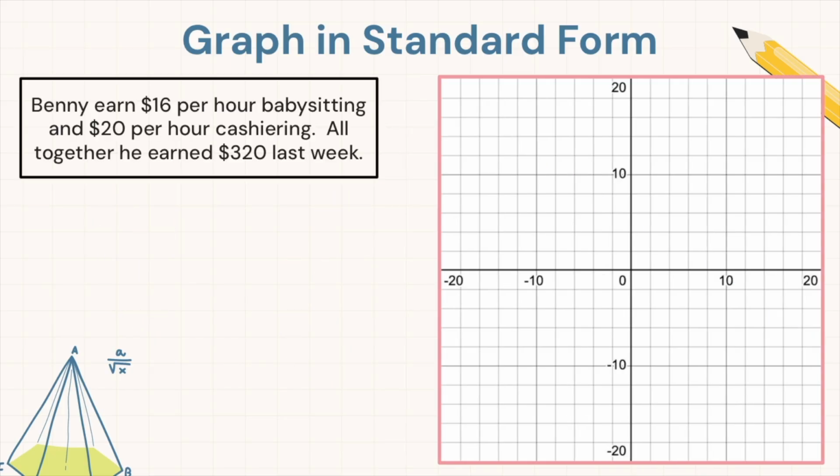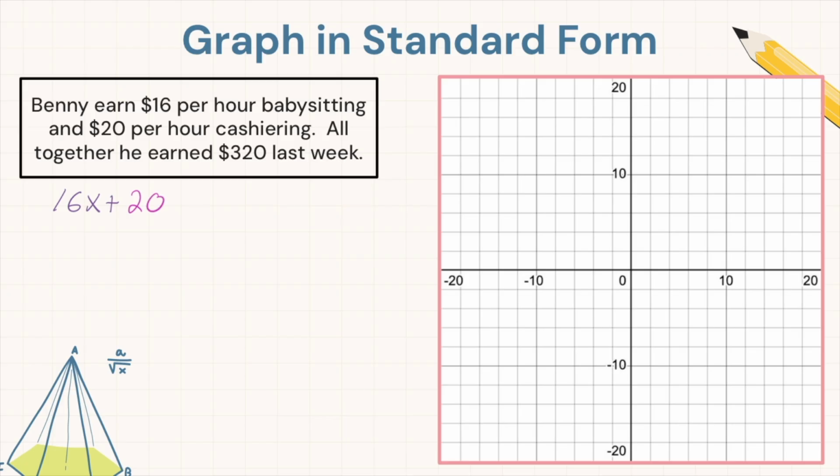So here in this word problem, it says Benny earned $16 per hour babysitting and $20 per hour cashiering. Altogether, he earned $320 last week. So we first have to make this graph in standard form before we can go ahead and figure out what our intercepts are. We know $16 per hour babysitting. We don't know how many hours he's babysitting, so that's going to be 16x. Plus, he's going to be making $20 while he's cashiering, but again, we don't know how many hours he's going to be cashiering.